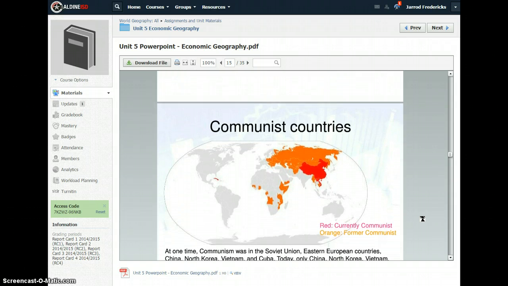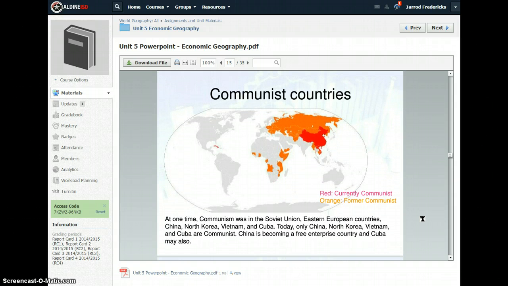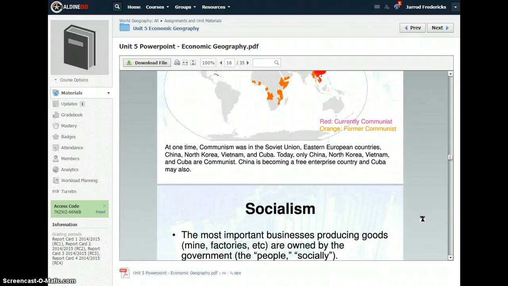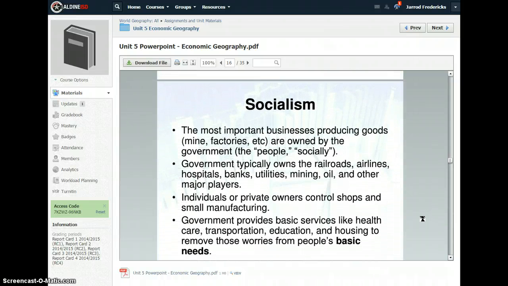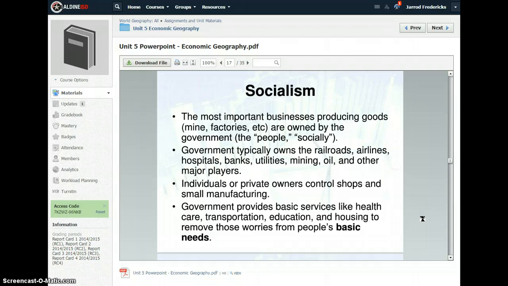I have here a map of communist countries, the majority of whom are former communist and have moved away from that. They are becoming more free enterprise or socialist. This brings us to socialism. Socialism is a mixture between free enterprise and communism, where the most important businesses producing goods, such as mines and factories, are owned by the government, or socially, where you get socialism.